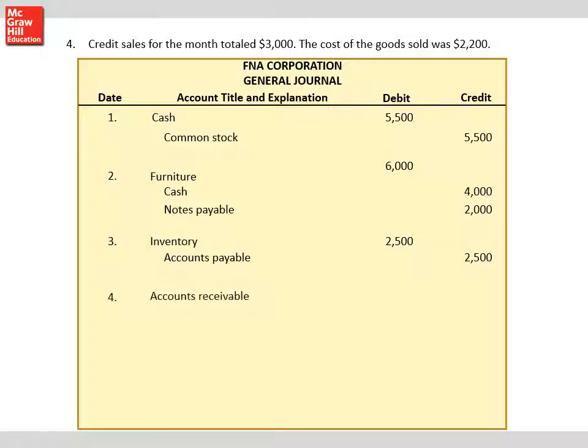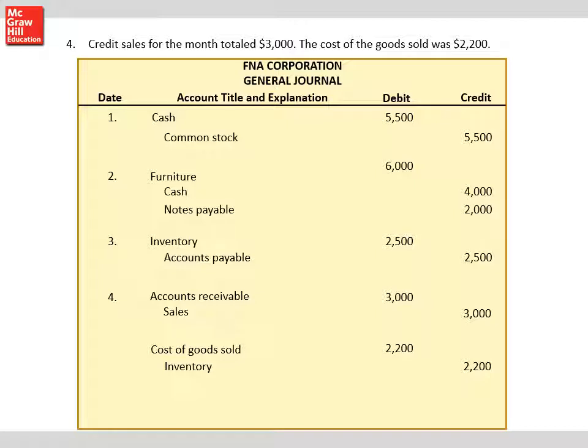So we're going to increase accounts receivable because it was credit sales on the debit side, and increase sales revenue $3,000. We'll then debit the expense cost of goods sold for the cost of the goods and credit inventory to decrease the inventory asset account $2,200, the original cost of those goods.